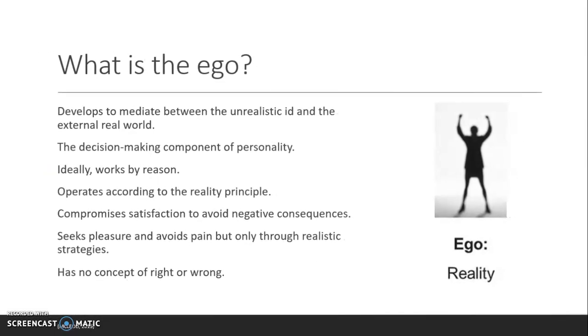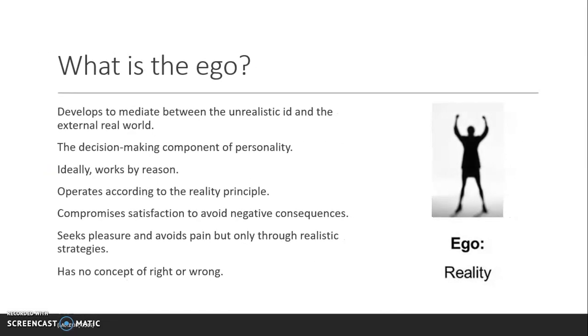The ego develops to mediate between the unrealistic id and the external world. It is the decision-making component of personality. Ideally, the ego works purely by reason and operates according to the reality principle. The ego comprises satisfaction to avoid negative consequences. Like the id, it seeks pleasure and avoids pain, but only through realistic strategies. The ego has no concept of right or wrong and uses reason to strategically plan to gain pleasure.